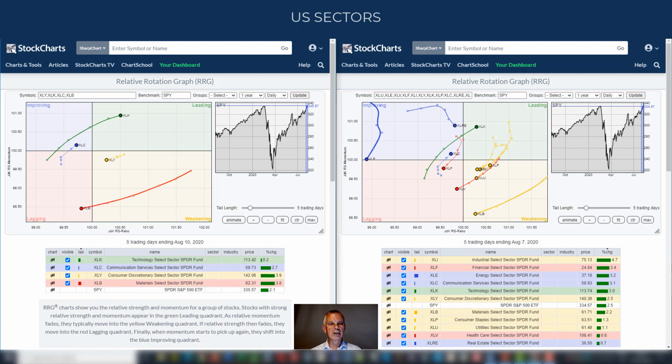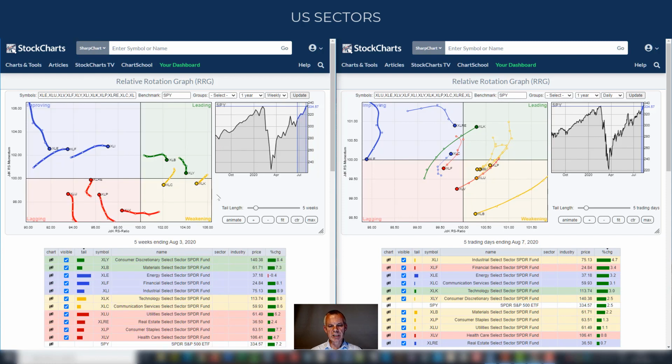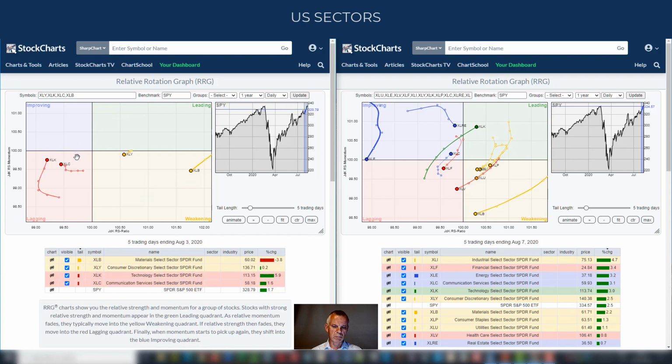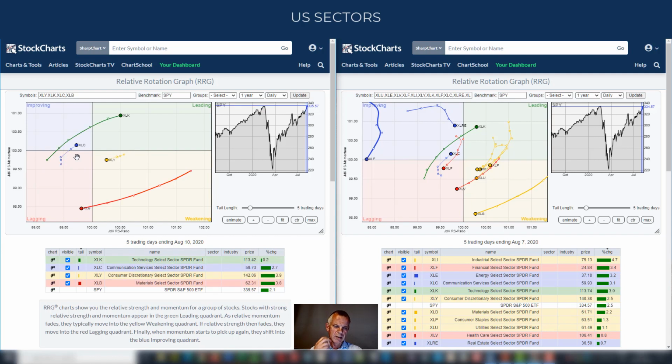Now for technology and communication services, they are inside weakening, but as you can see, pretty far to the right. And if you look at the daily tails, you can see that technology and communication services are actually picking up again. They started to improve somewhere here. So that's at the beginning of last week. So all week was pretty good for communication services and technology.